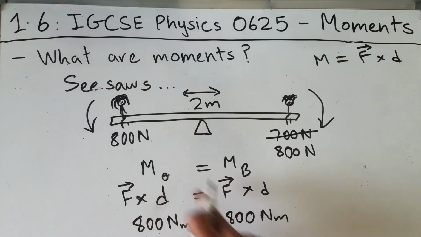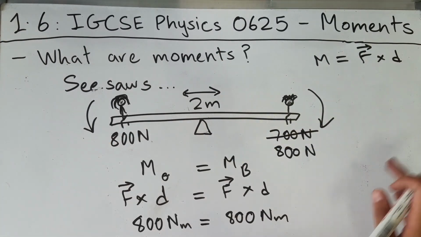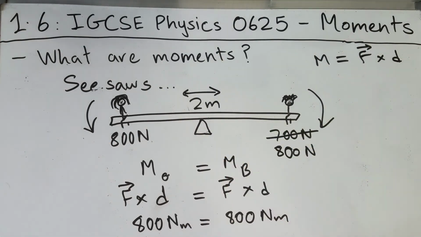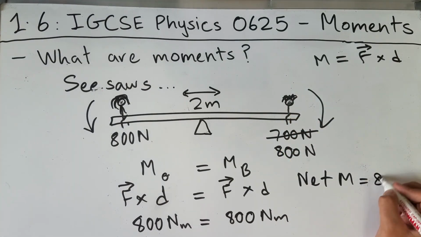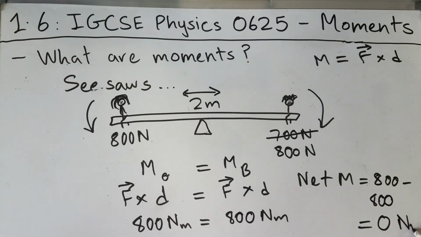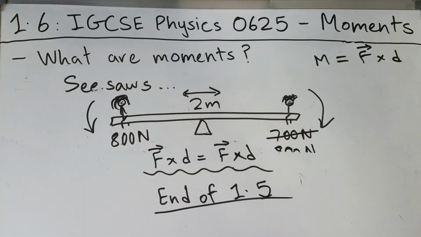So we can say that this pivot will keep this level and it won't turn. So we can say that the moments are at equilibrium and there's no net turning force on it. So the net moment would equal 800 minus 800 newton meters, giving us 0 newton meters. And so we're at equilibrium. And this is the end of section 1.5 for moments.